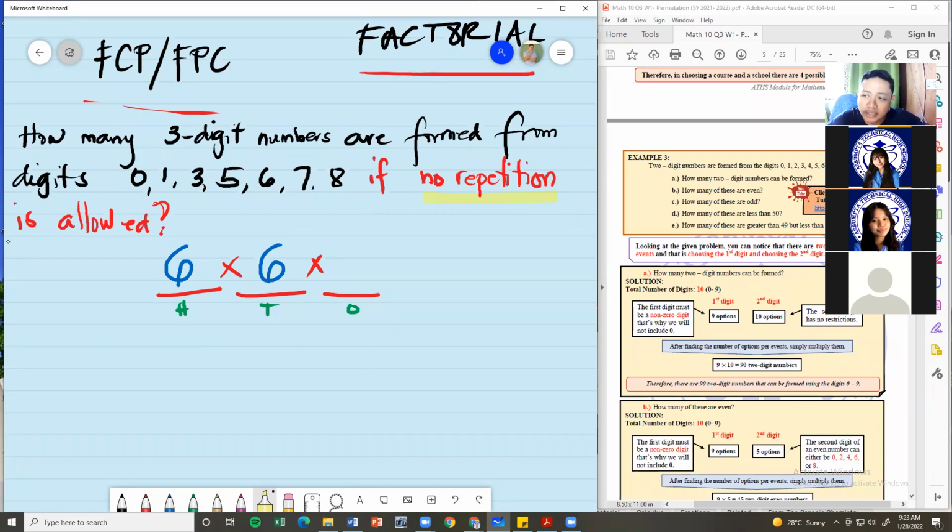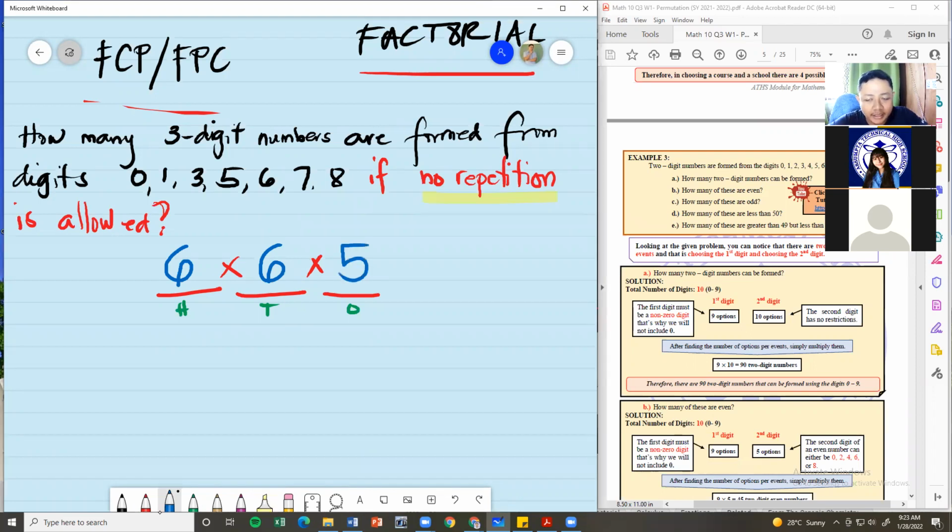Therefore, for our ones digit, our remaining digit, how many available digits can we still use? Type your answer in the chat box. The first 2 digits were already used for the hundredths and for the tens. How many available digits can we still use for the ones? Type your answer in the chat box, please. Okay, very good. So we only have 5 remaining digits for the ones place.